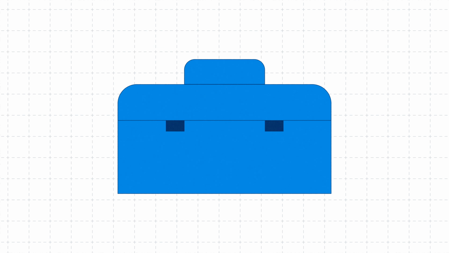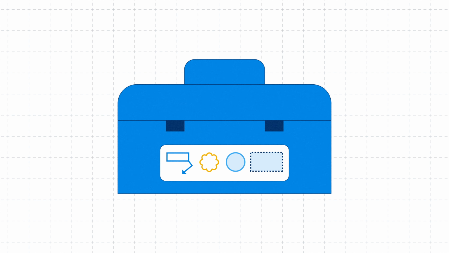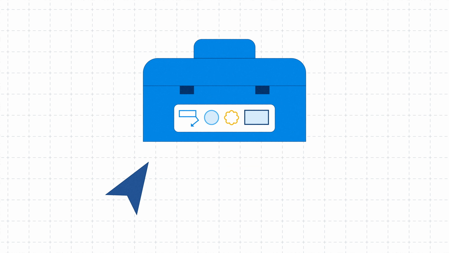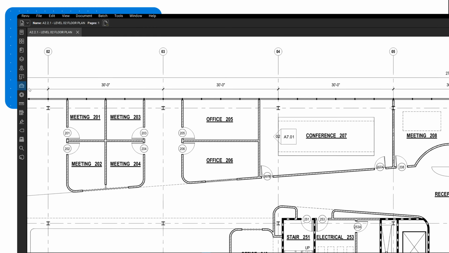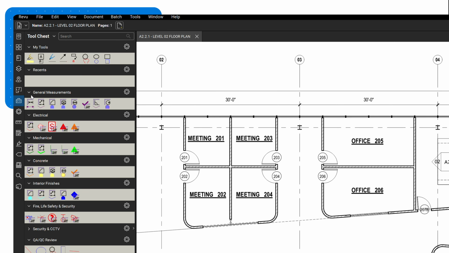Once you have a toolset, keeping it organized and optimized is the key to long-term productivity. Dial in your toolsets, modify tool order, labels, and properties, then share them with collaborators so everyone's working from the same set. Open the tool chest panel and select Manage Toolsets.